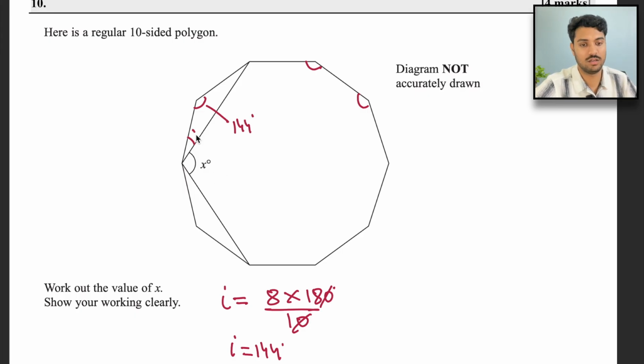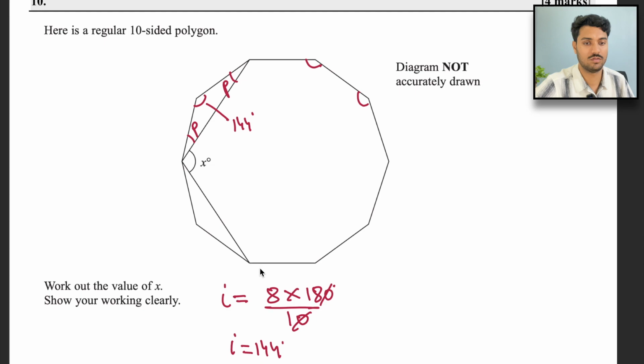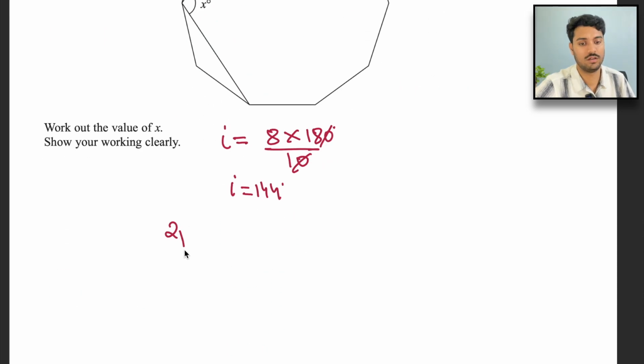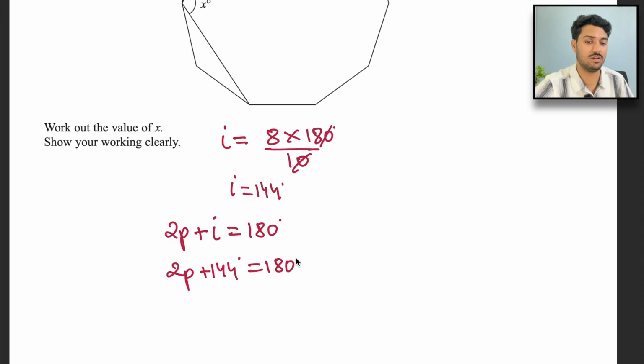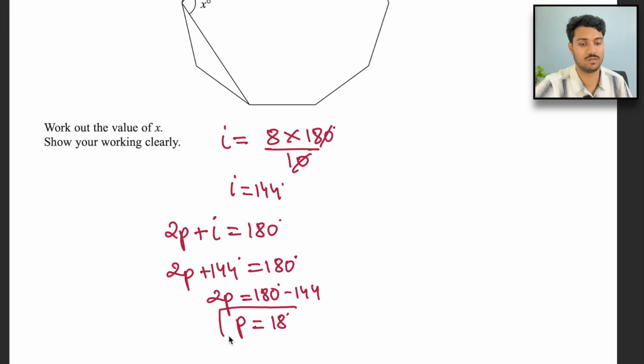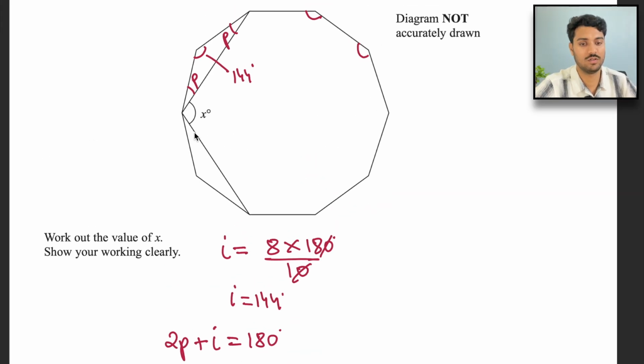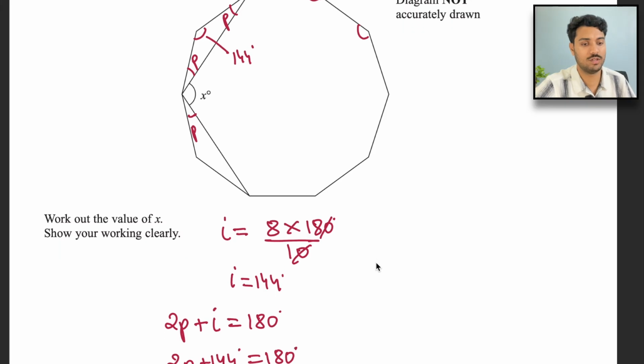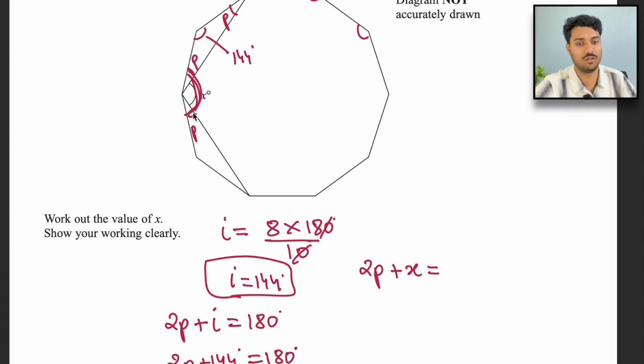Now let's mark this as P. So this will also be P. So let's find the value of P now. 2P plus I is equal to 180 degrees. So 2P plus 144 degrees is equal to 180 degrees. 2P equals 180 minus 144, which is 36. So P equals 36 by 2, which is 18 degrees. Now P is 18. If this is P, this will also be P. So P plus P, 2P plus X is equal to the interior angle, because this whole angle will also be 144.